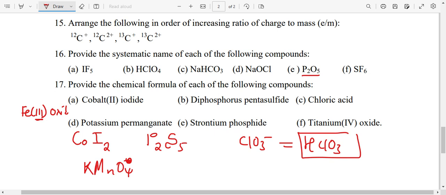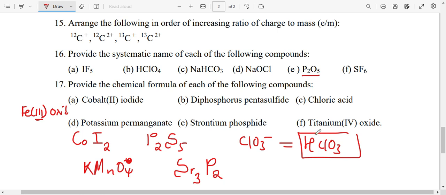And then we're talking about strontium phosphide. So you can try it out. What do you think it is going to be? All you need to do is make sure that you know the chemical symbol for strontium, and that is Sr. And then phosphide is coming from phosphorus. Phosphorus has got a valence of 3, so it's going to come here. The strontium has got a valence of 2, so it's going to come here. So that is going to be the chemical formula.